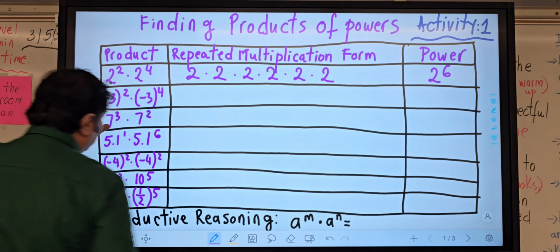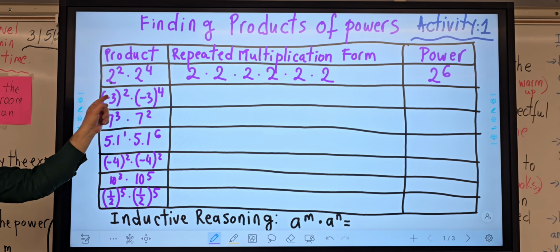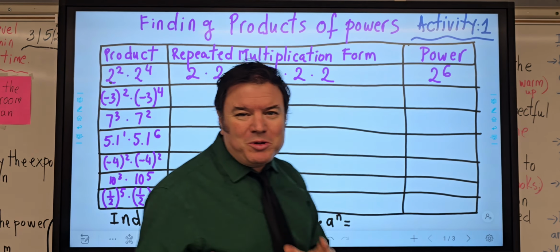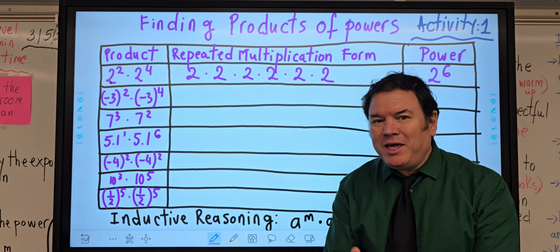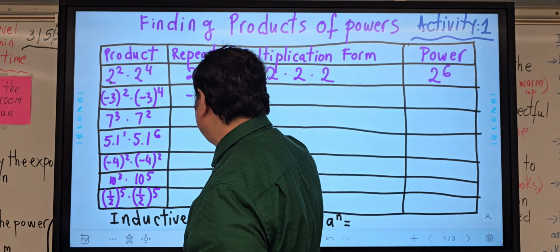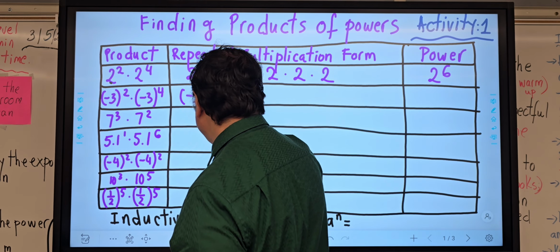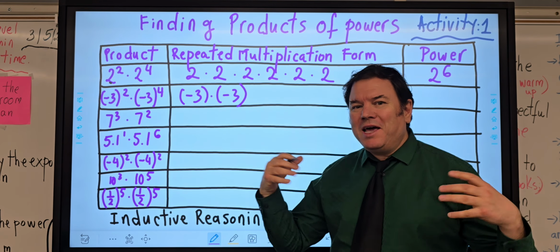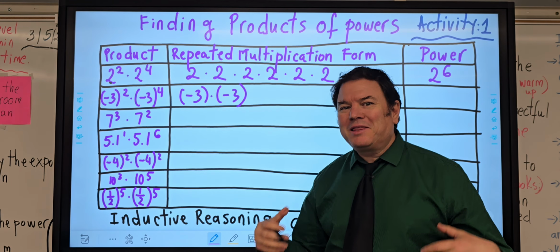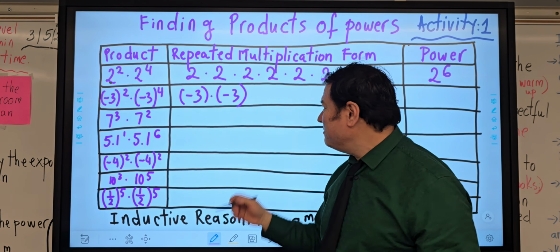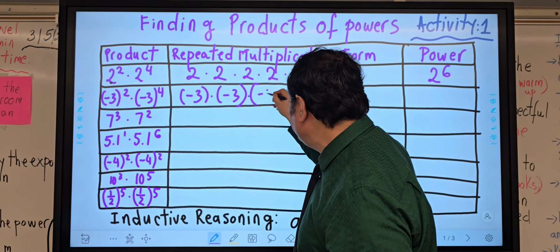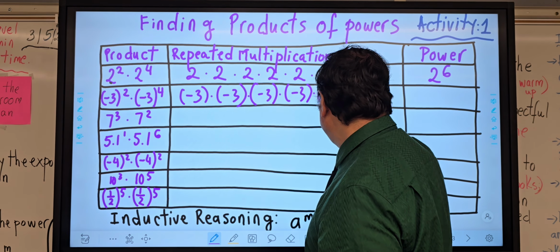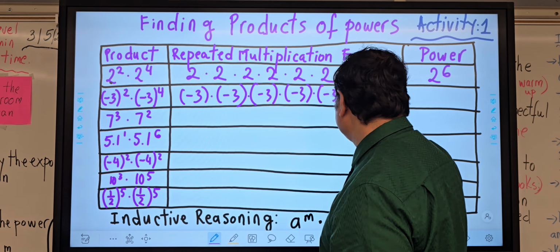Let's take a look at the second example here. We have negative 3 to the second power times negative 3 to the 4th power. And again, negative 3 to the second power would mean negative 3 times negative 3. And then negative 3 to the 4th power would mean negative 3 times negative 3 times negative 3 times negative 3.